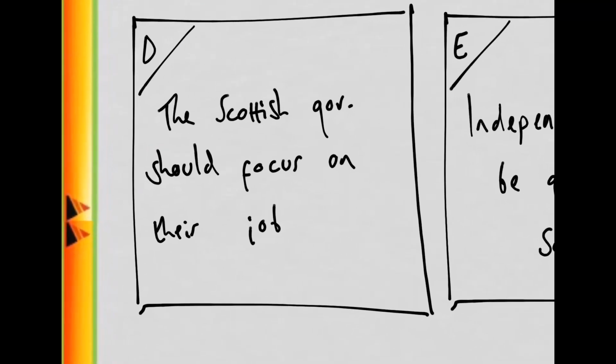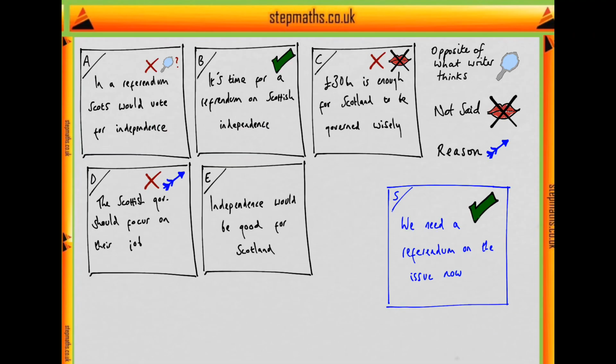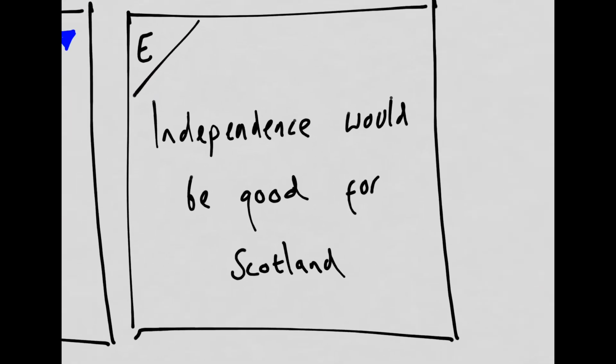Let's take a look at option D now. Option D says that the Scottish government should focus on its job. Now, if you look back to the passage, you'll see that this is a reason given in support of the conclusion that we should have a referendum on Scottish independence now. This is a reason for the conclusion, and so it can't be the conclusion itself.